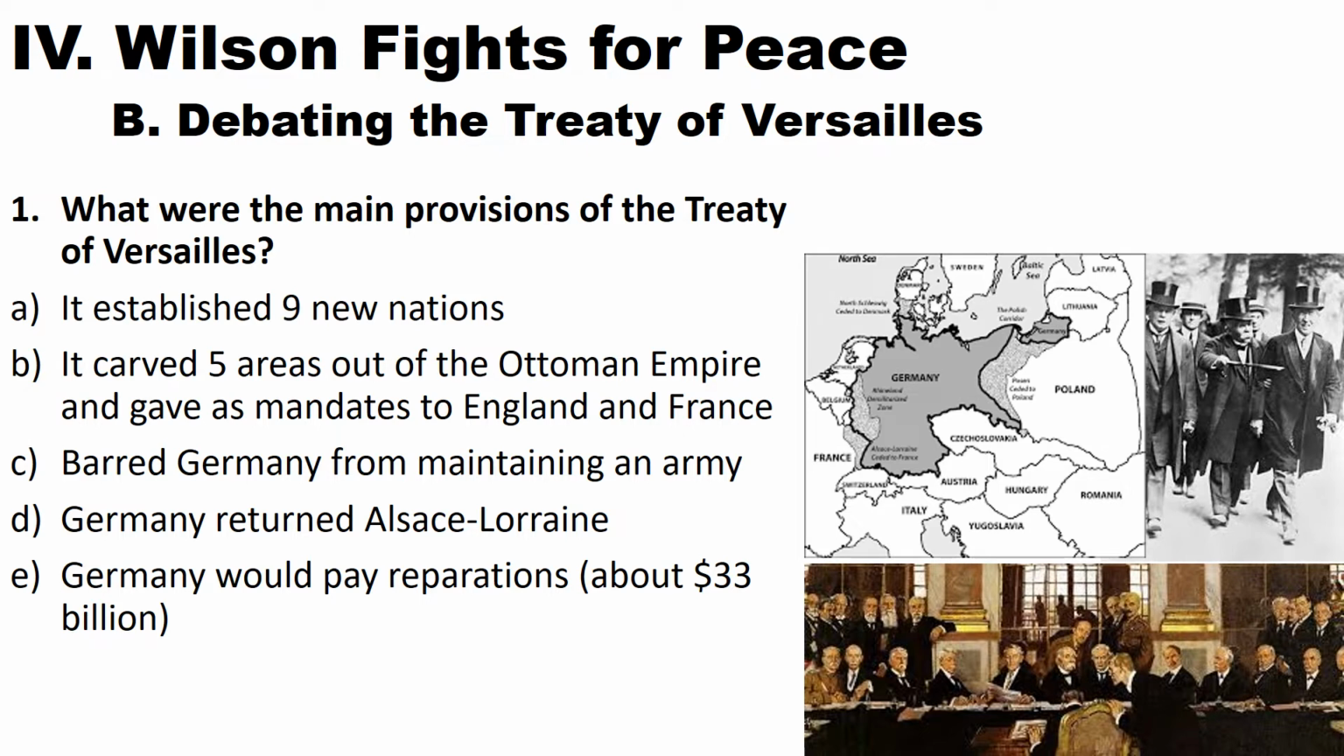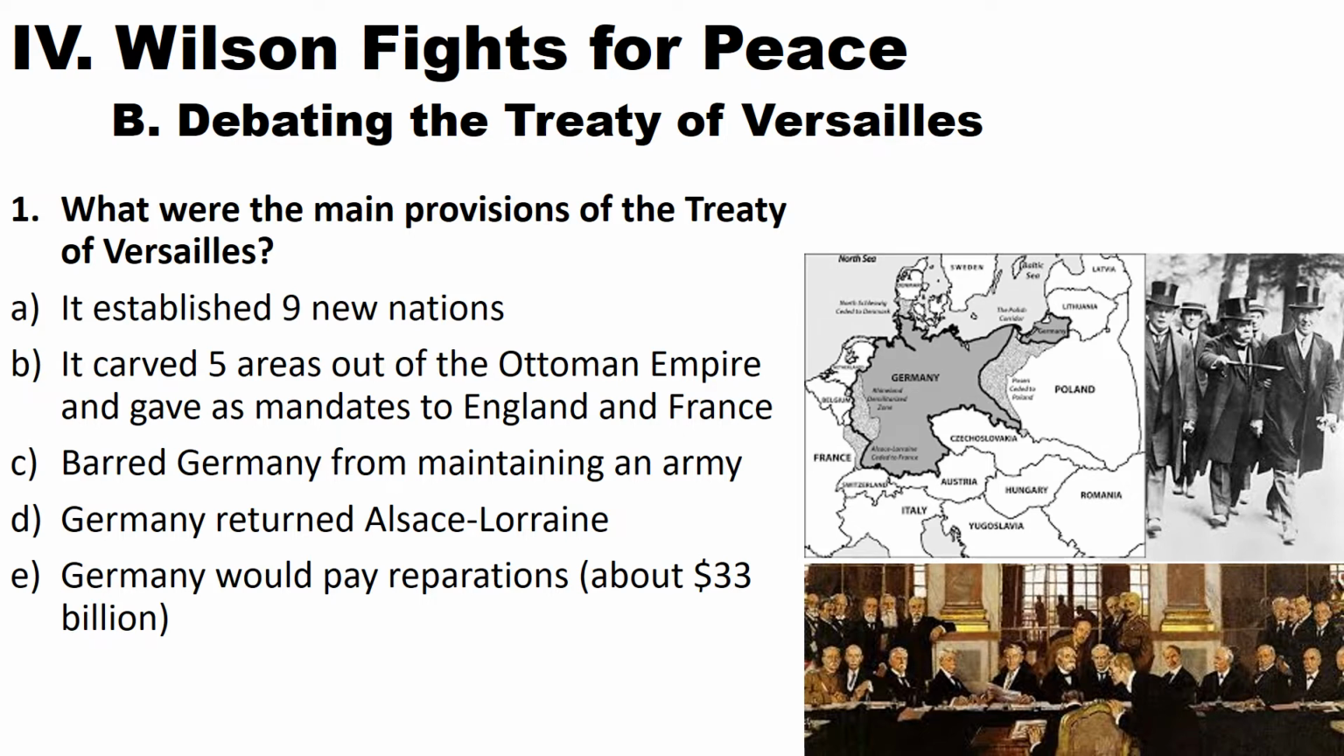When we look at debating the Treaty of Versailles, what were the main provisions of the treaty? So in June of 1919, the Big Four and the leaders of the defeated nations will gather to sign the peace treaty. And of course, everyone hoped that the treaty would create stability for rebuilding Europe. Instead, it left everybody mad and probably set the stage really for World War II.